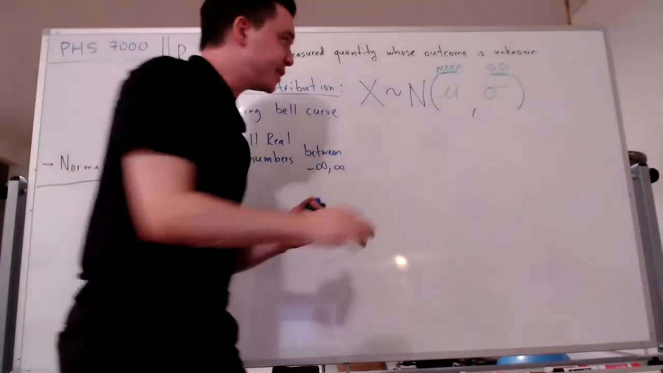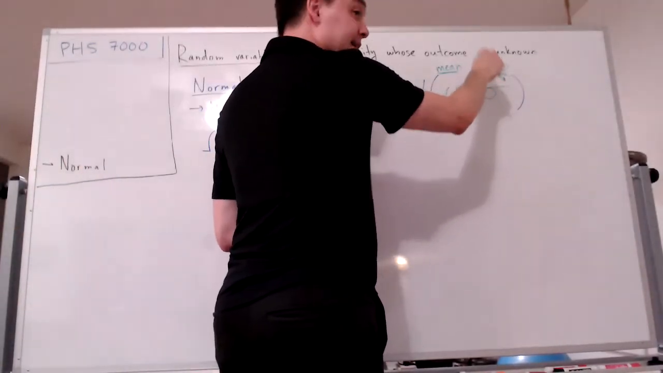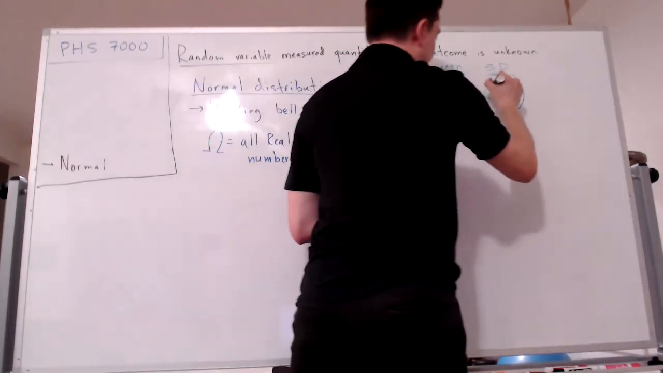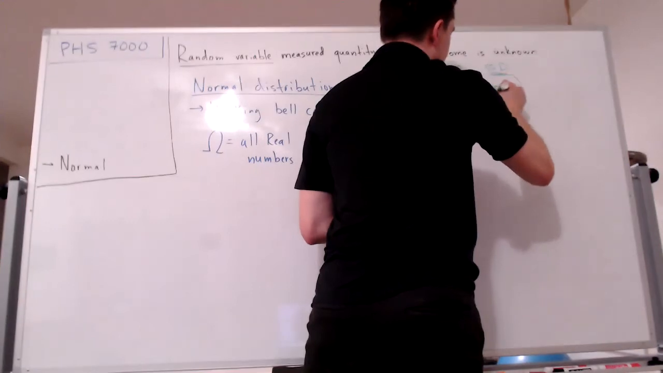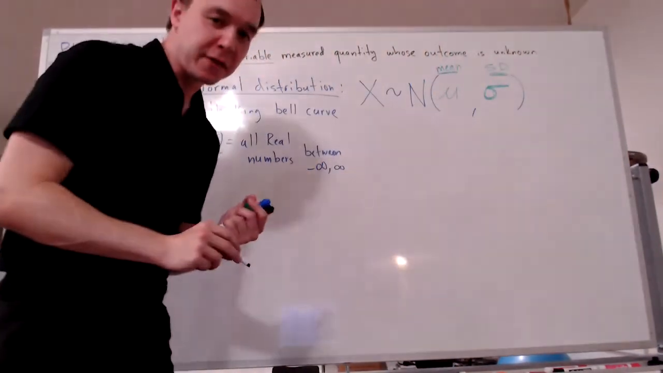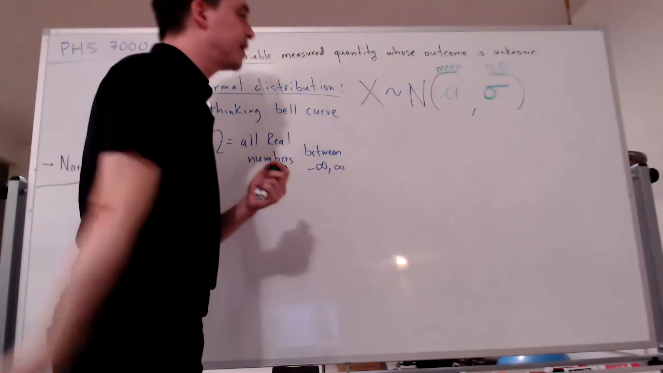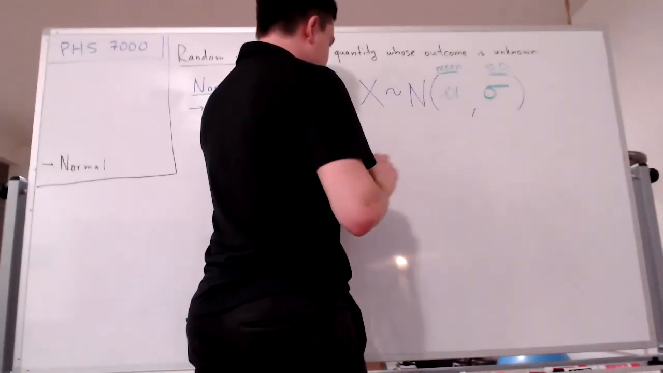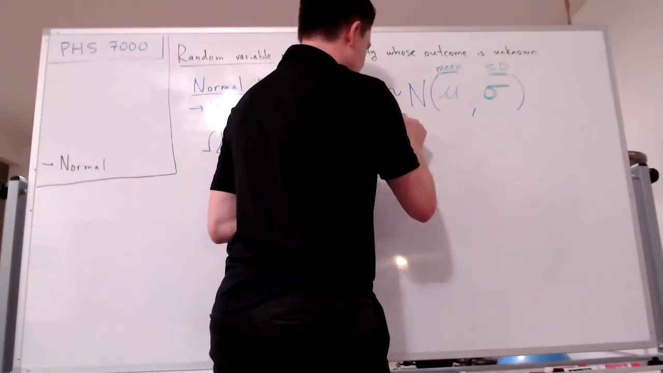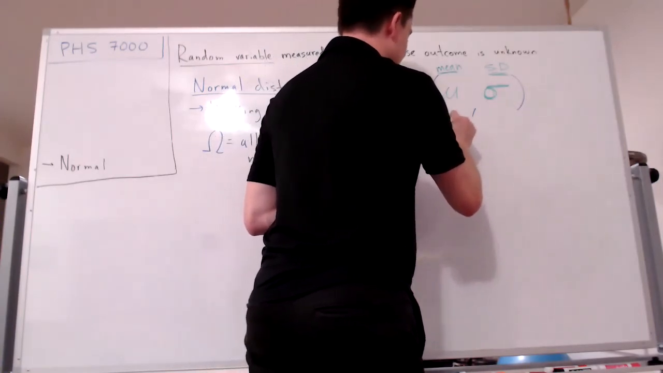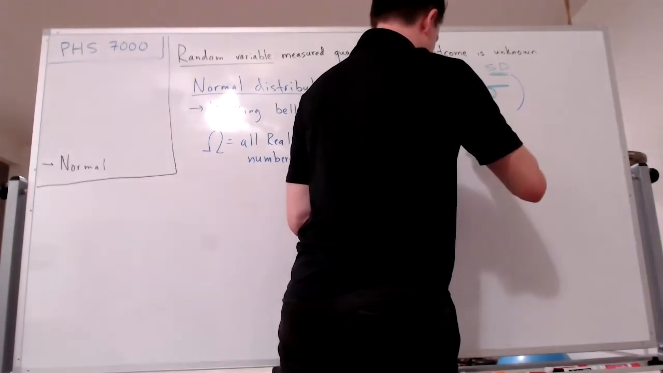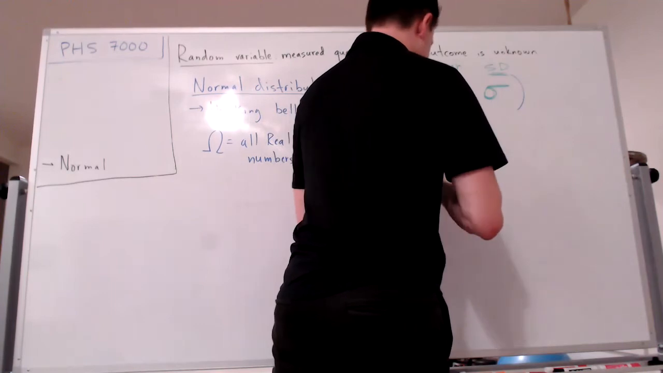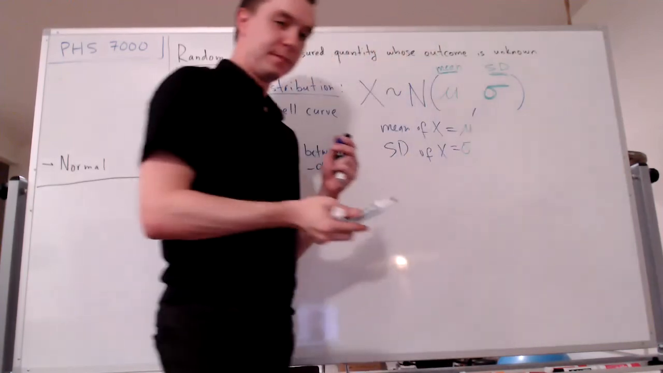In some cases, you will see this in terms of the variance, but because the standard deviation is more interpretable, I write it in terms of standard deviation. If you look at it in terms of the variance, again, you just square the standard deviation, you get the variance. So this means that the mean of x is mu, and the standard deviation of x is sigma.